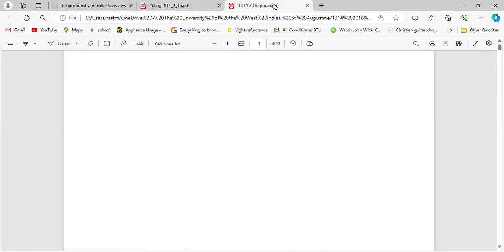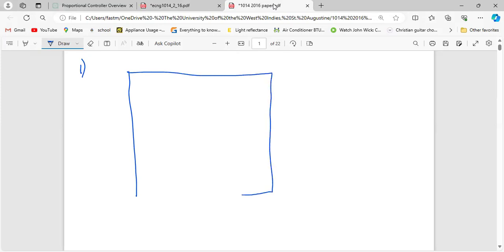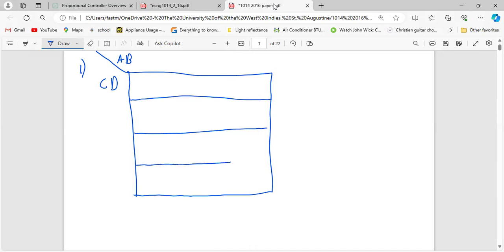Alright, so drawing up the table. The table is not going to change, right? It's a 4 by 4 table, 4 by 4 because 4 bits. So we have A, B, C, and D. So we have 1, 2, 3, 4 and 1, 2, 3, 4.